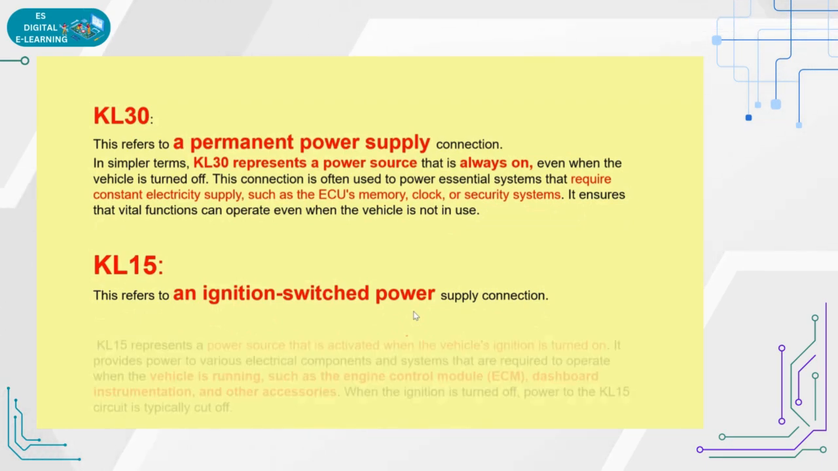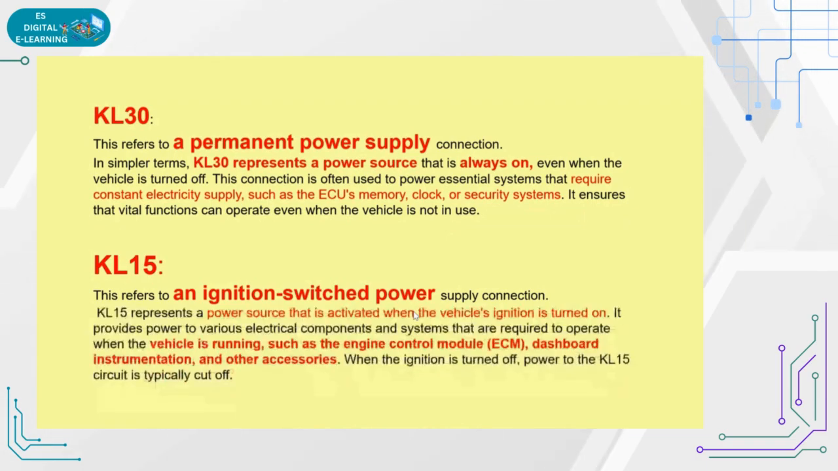Next, the other point: KL15 represents a power source that is activated whenever the ignition key is turned on. As I told you, it is the ignition key. So whenever we power on a specific ECU, this ignition key we are turning on, it provides power to various electronic components and systems that are required. When the ignition is turned off, power to the KL15 circuit is also cut off.